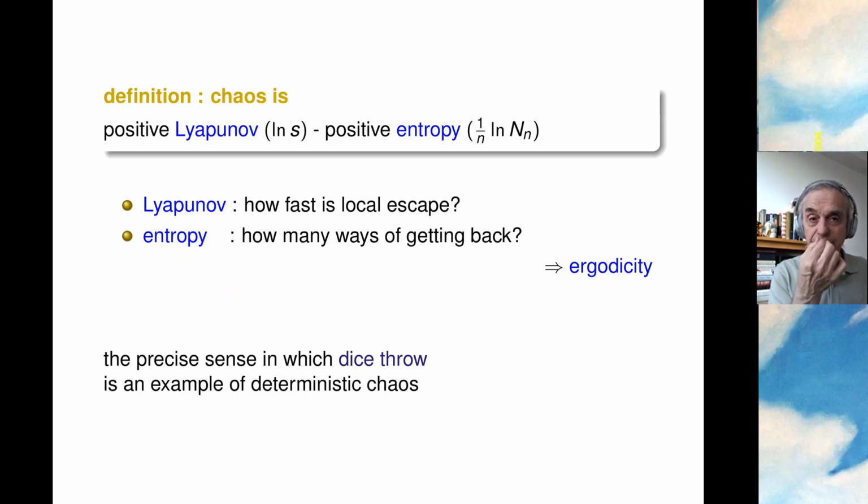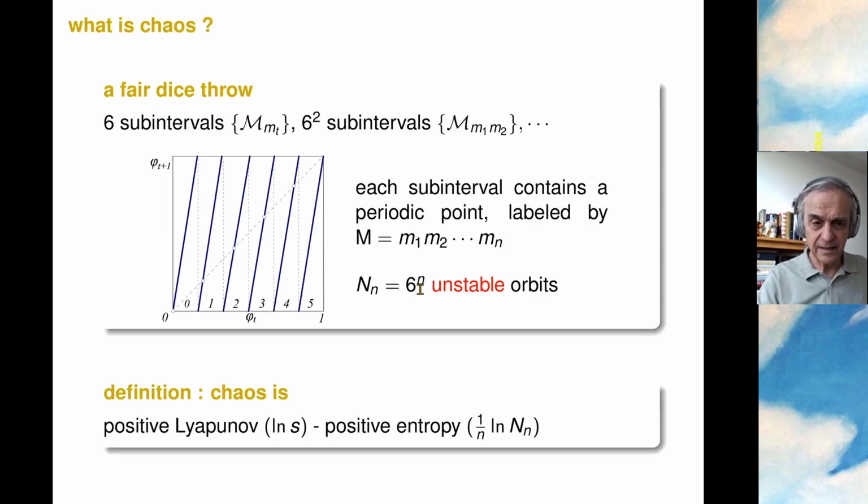So chaos is positive Lyapunov, positive entropy. Lyapunov says, how fast is local escape? Entropy says, how many ways of getting back? And that is deterministic chaos. Now, some interesting things have happened in the process. You actually know a lot about unit intervals. So you know that the unit interval is populated by numbers of various kinds.